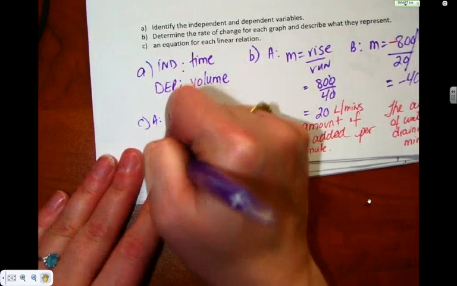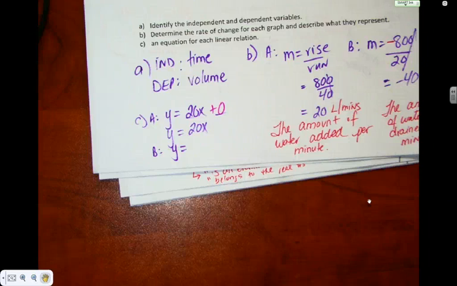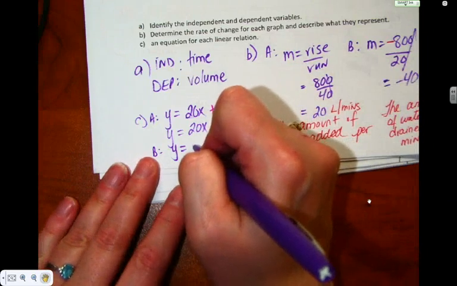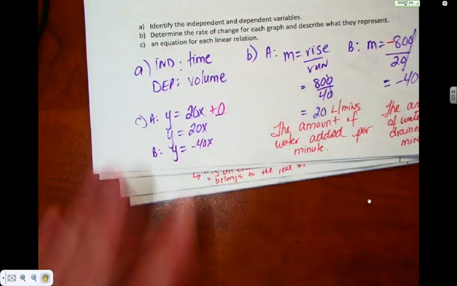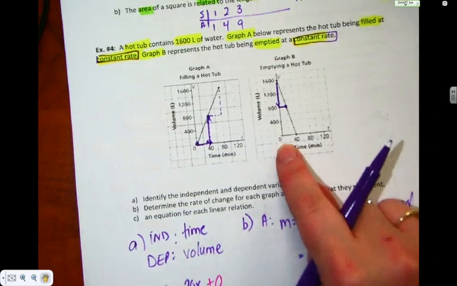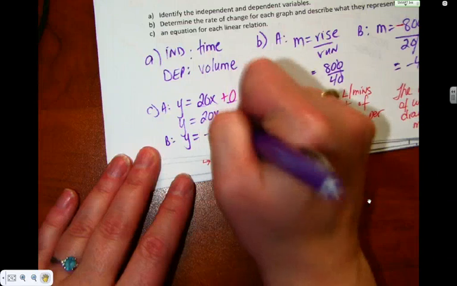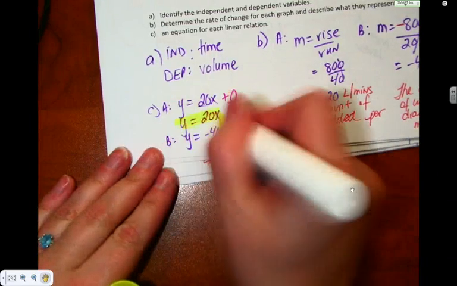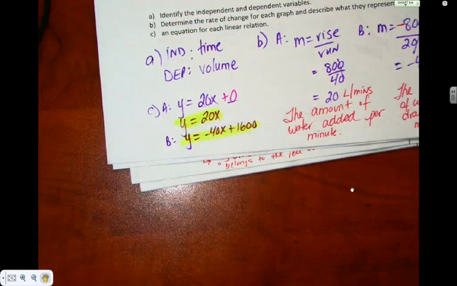Graph B. What's the slope that we already calculated? Negative 40. B is the starting value when the time is 0. What was the amount of water in the bathtub? Plus 1600. I'm going to highlight those. So here was the equation for A, and here is the equation for B.